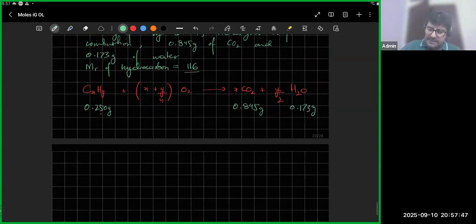What I can do now is find the moles of each one of them. Remember, the target is to figure out what CxHy is. I can figure out moles. What is the formula of moles? Moles is mass divided by molar mass, right? So moles here would be 0.25 grams divided by the molar mass. We don't know what the formula of the hydrocarbon is, but the molar mass is already given to us. That's 116, so I'm going to use that. So can somebody tell me what the moles are?